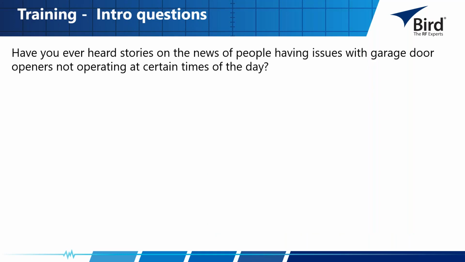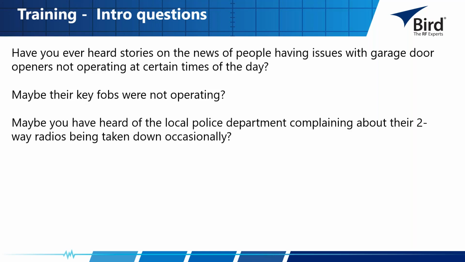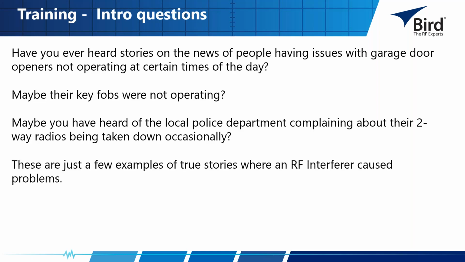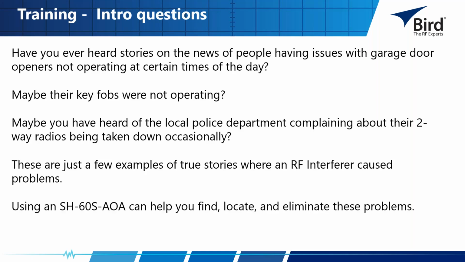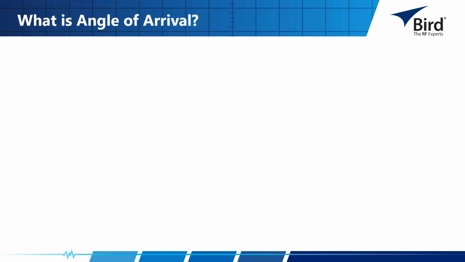So, have you ever heard stories on the news of people having issues with garage door openers not operating at certain times of the day? Maybe their key fobs were not operating. Maybe you've heard of the local police department complaining about their two-way radios being taken down occasionally. These are just a few examples of true stories where an RF interferer caused problems. Using an SH60S AOA can help you find, locate, and eliminate these problems.